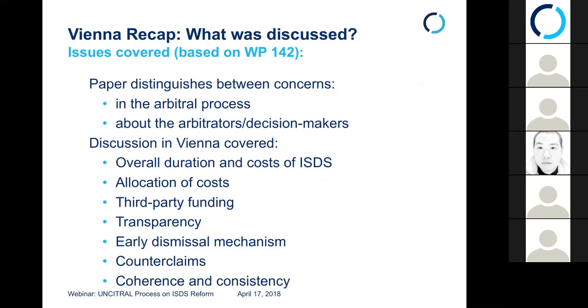And in Vienna, there were two different elements that were to be discussed based on the paper. First, really the concerns in relation to the arbitral process. Second, the concerns relating to the arbitrators and the decision makers. In Vienna, the members went through the following points, following the structure of the Secretariat paper. They talked about the duration and the costs of investor-state dispute settlement, the allocation of cost, the problem of third-party funding, the lack of transparency. They discussed the need for an early dismissal mechanism, the counterclaims and issues relating to them, as well as the coherence and consistency that Howie previously referred to.